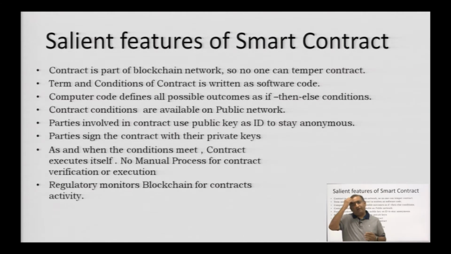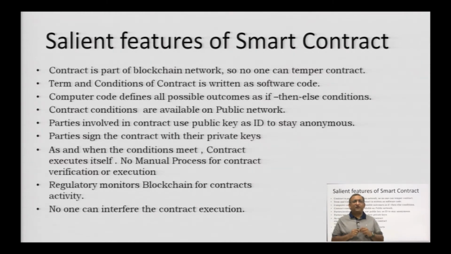Still, if you have a legal entity involved, certain legal regulations have to be part of it. They do not control it, but they have to monitor it. So, regulators can monitor the blockchain for contract activities. Whatever activity is happening in the contract, the regulatory bodies can still see it, because this is a public domain.